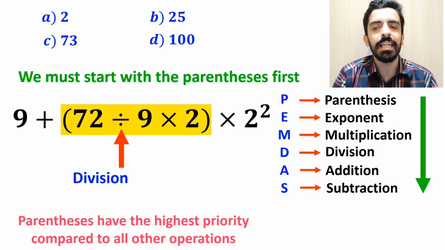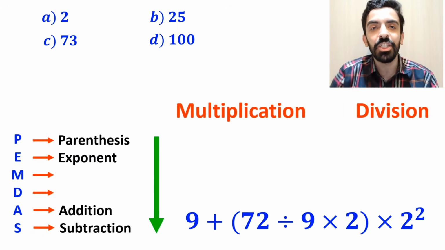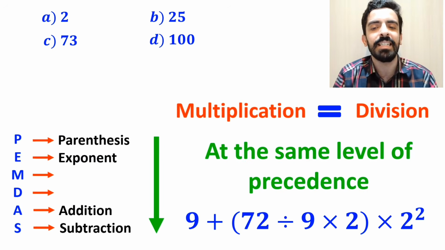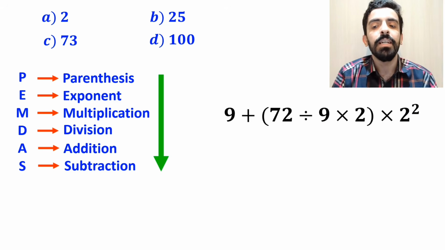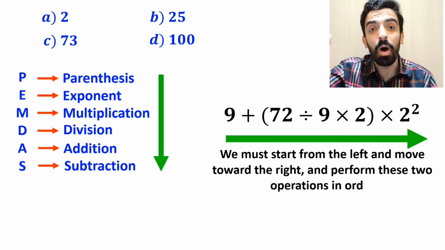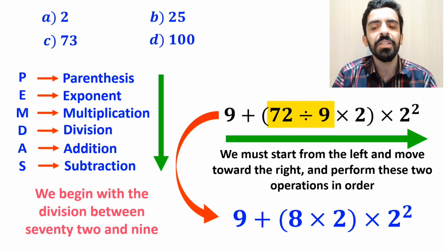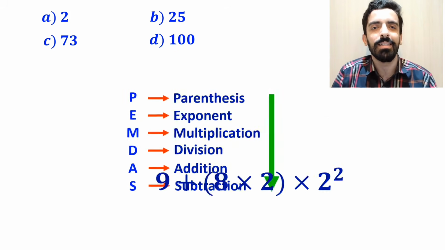Okay, as you can see in the image, inside the parentheses, first we have a division sign and then a multiplication sign. It's very important to note that multiplication and division are at the same level of precedence. In this situation, we must start from the left and move toward the right, performing these two operations in order. So, we begin with the division between 72 and 9, and this expression simplifies to 9 + 8 × 2 inside the parentheses, then multiplied by 2².